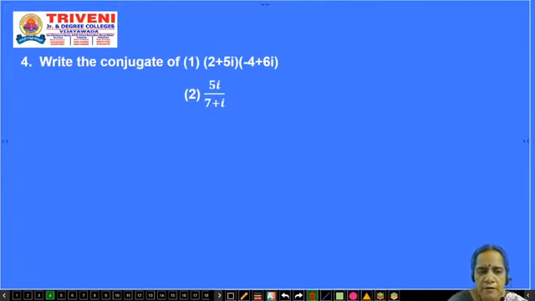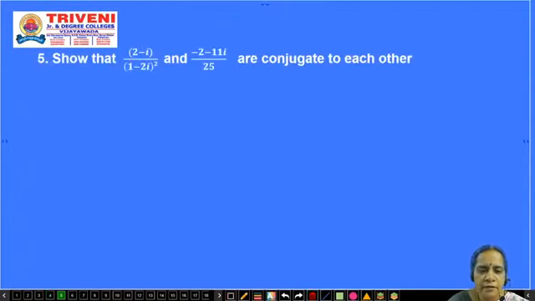Okay, next one is show that (2 minus i by 1 minus 2i) whole square and (minus 2 minus 11i by 25) are conjugate to each other. First we take Z1 is equal to (2 minus i by 1 minus 2i) whole square and Z2 is equal to minus 2 minus 11i by 25. Take the first one as Z1 and the second one as Z2. In Z1 the denominator is in (a minus b) whole square form. Then we have to convert into a square.